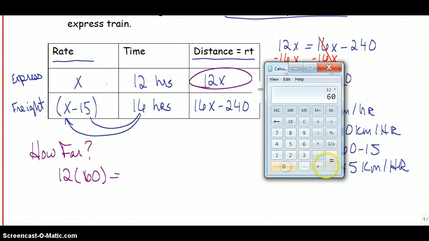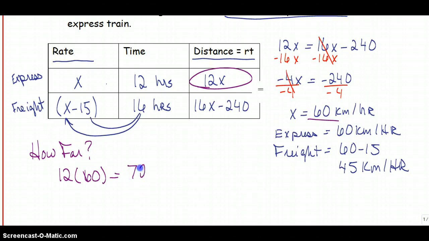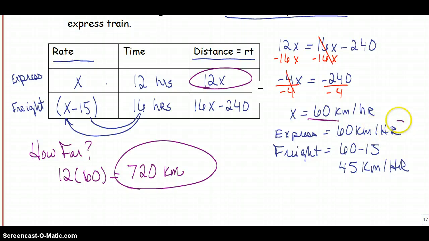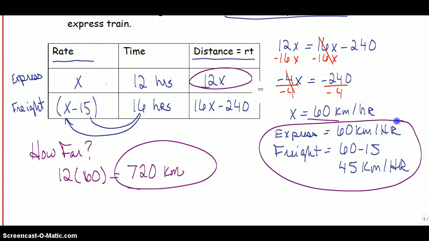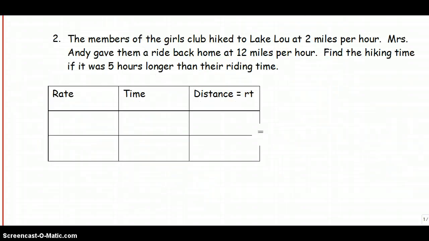12 times 60 is equal to 720 kilometers. So the trip that these two trains went on was 720 kilometers. The rate of these two trains, the express was 60 kilometers per hour and the freight was 45 kilometers per hour. The members of the girls' club hiked to Lake Lou at 2 miles per hour.